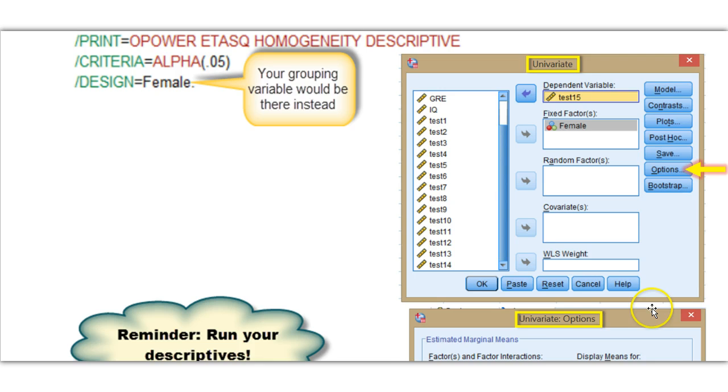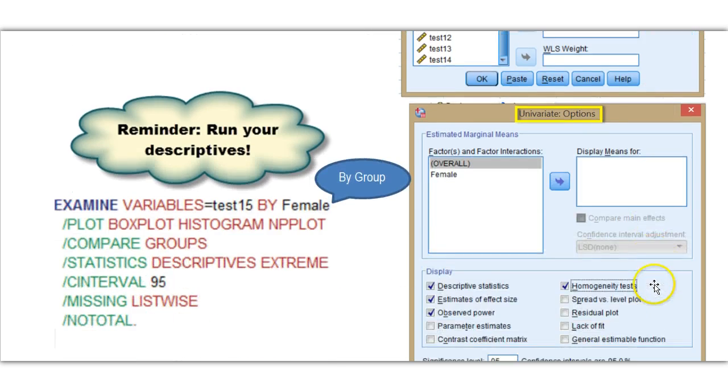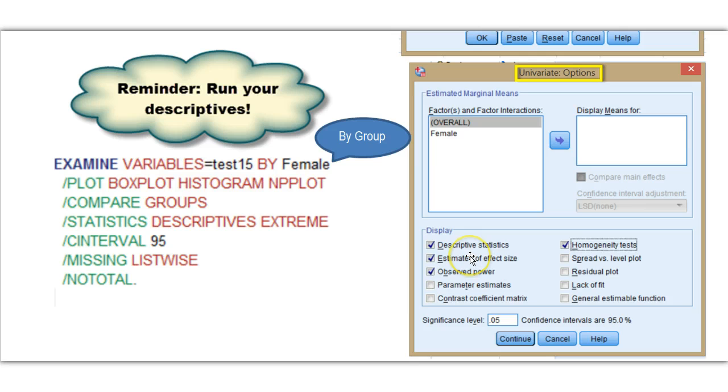We're going to click on options now, and under the univariate options, we're going to click on descriptives, estimates of effect size, observed power, and homogeneity test. And you can go ahead and move to display the means for overall or by gender. But remember, we're going to run our descriptives, because we always run our descriptives, because we need to examine our assumptions. So don't forget, here you would run your descriptives by your group, whatever your group may be, so that you can have the information by group.